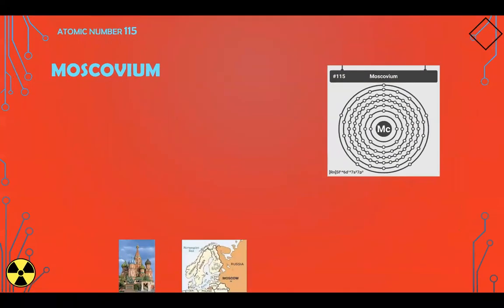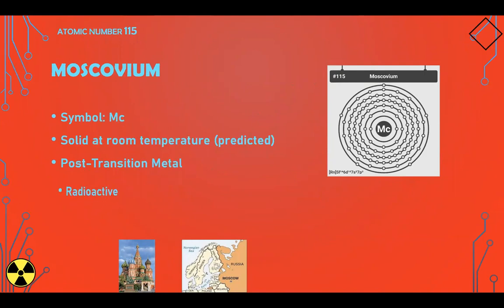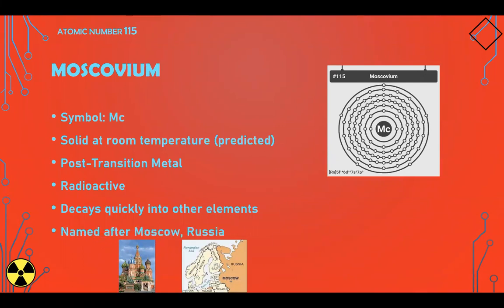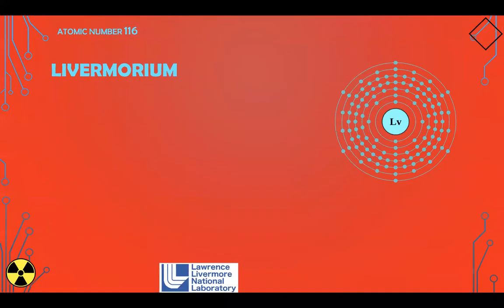So cool. Moscovium, its symbol is Mc. It's a solid at room temperature. It's a post-transition metal. It's radioactive. It decays quickly into other elements. That's what's basically expected of all the heavy elements, because they are unable to sustain themselves. Moscovium is named after Moscow, which is located in Russia.